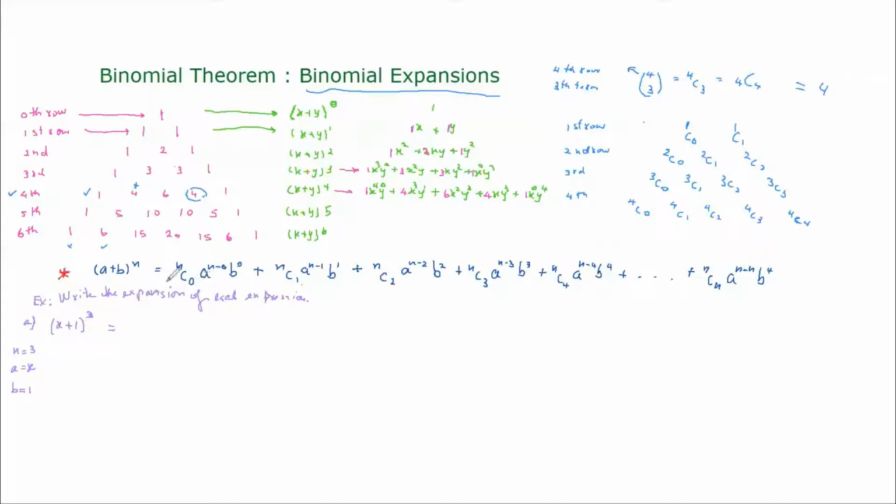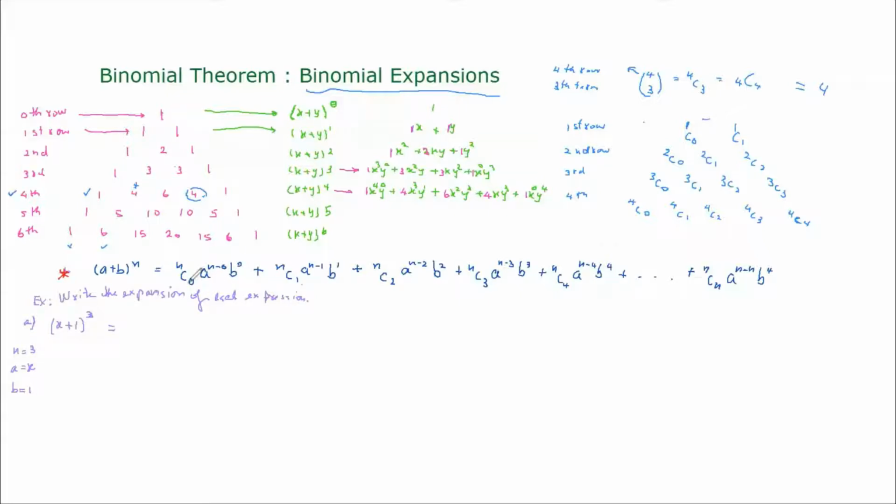Go back to the formula one more time. How to remember? You see, start from nC0 from the Pascal pattern. So nC0, next is nC1, nC2, nC3, nC4, nC5, and so on until the last term, nCn. Okay, is the order correct? 0, 1, 2, 3, 4, 5, 6 until n. And then for a, you get n minus 0 as the index.